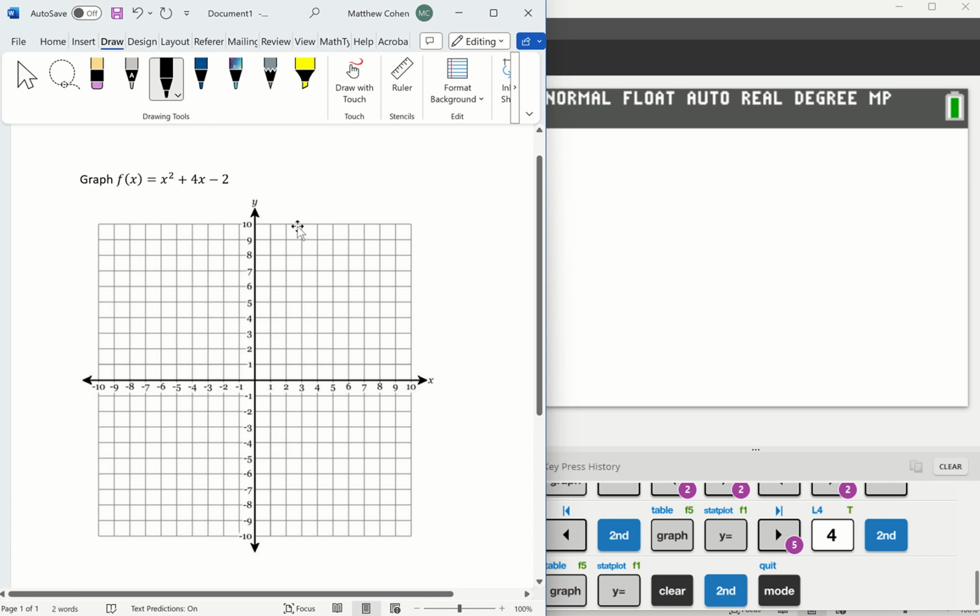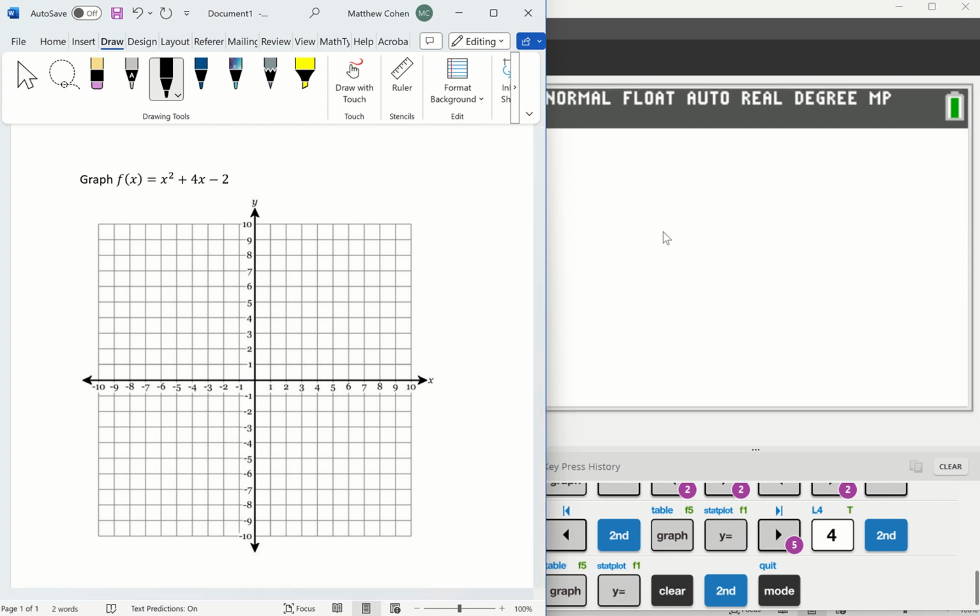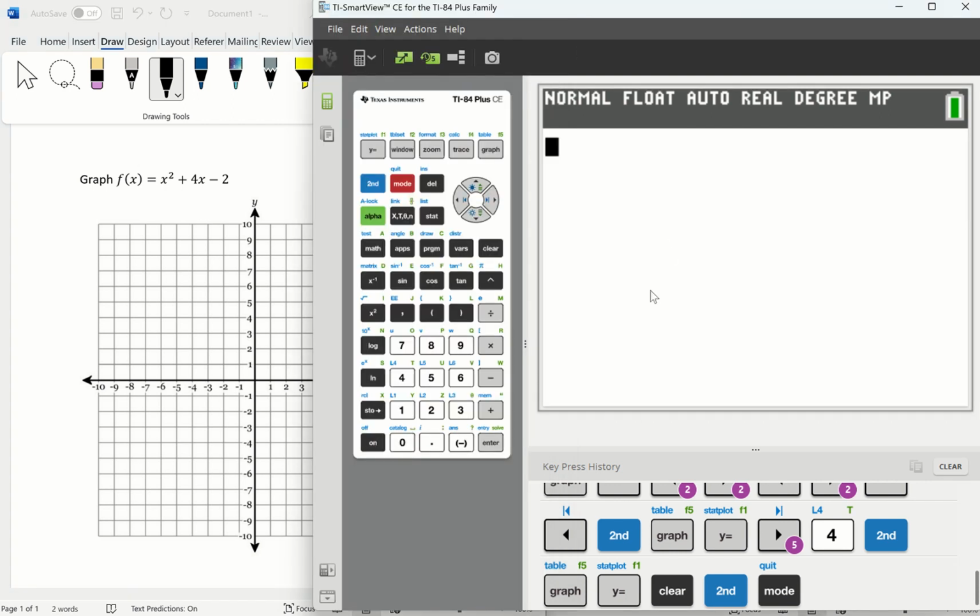All right, what I'm going to show you in this video is how to graph something with an x squared term using your graphing calculator. So let's say I have to graph this function, f of x is x squared plus 4x minus 2. You could do this really easily on your calculator. So I'm going to come over here to my calculator.